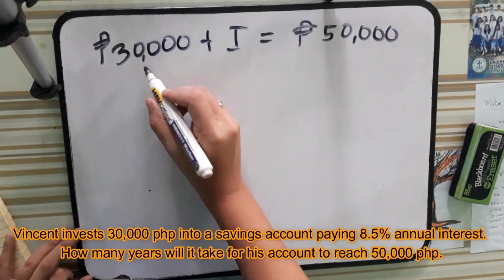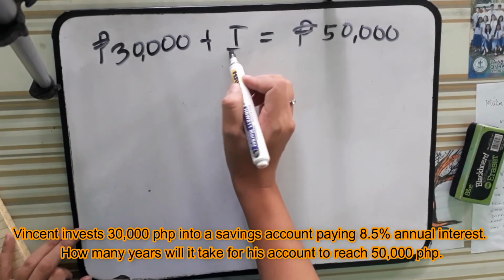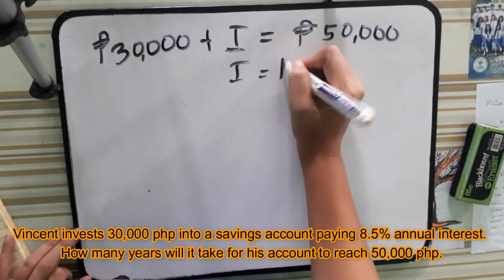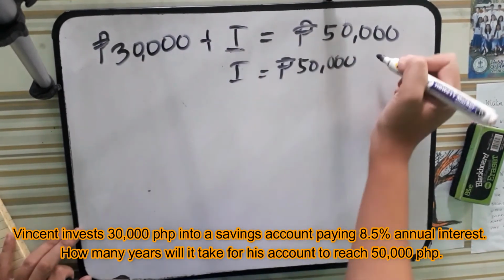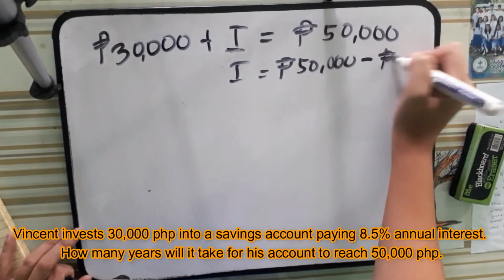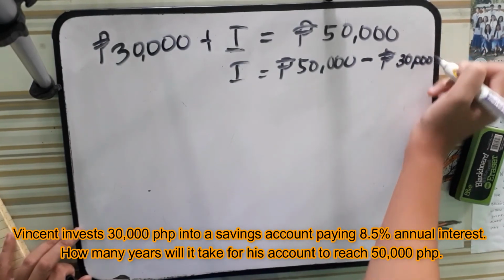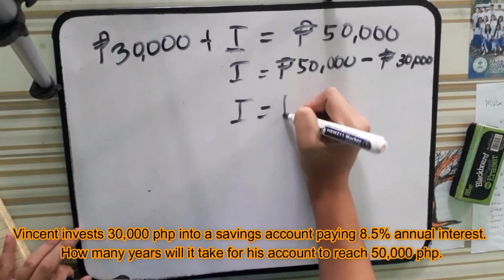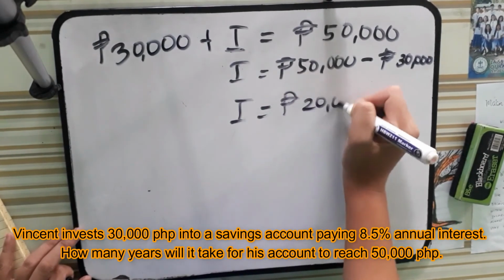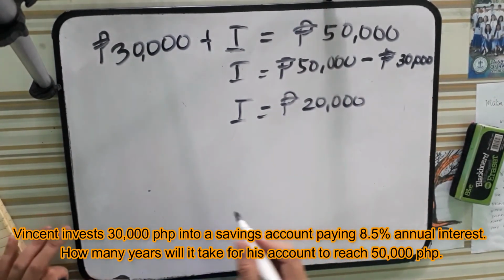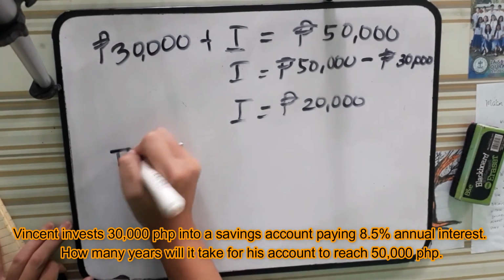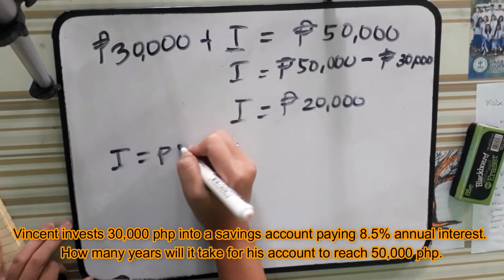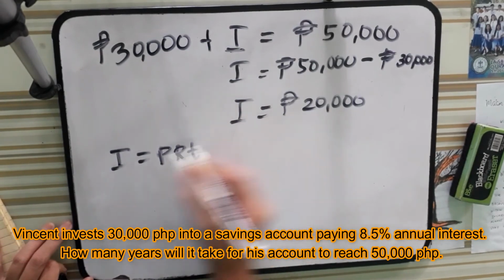After that, we need to move terms to isolate I. So I is equal to 50,000, and then we move 30,000 to the other side of the equation. This will become negative, or we will subtract 30,000 from 50,000. So our interest is equal to 20,000. Now we can solve. We need to find the time, or how many years it will take. So let's use the formula I is equal to PRT, where I is equal to 20,000.